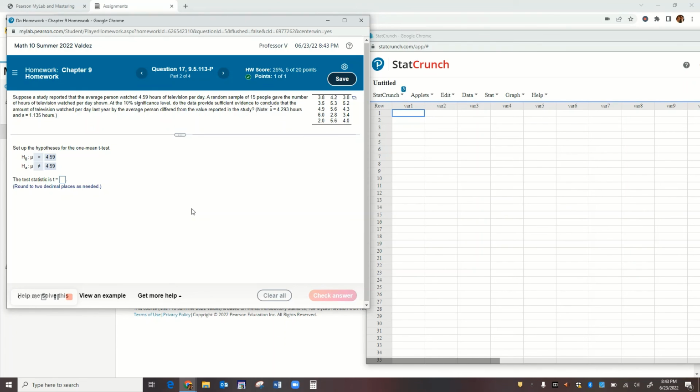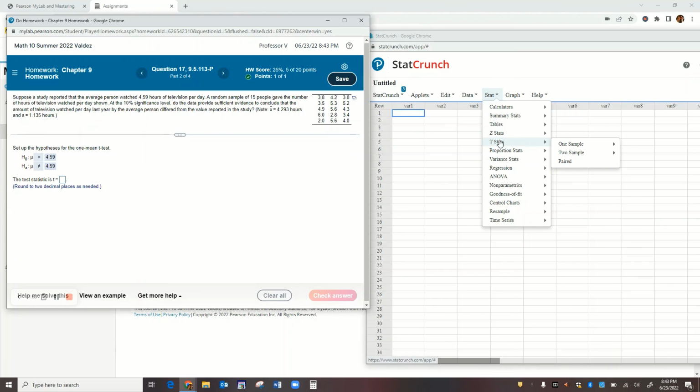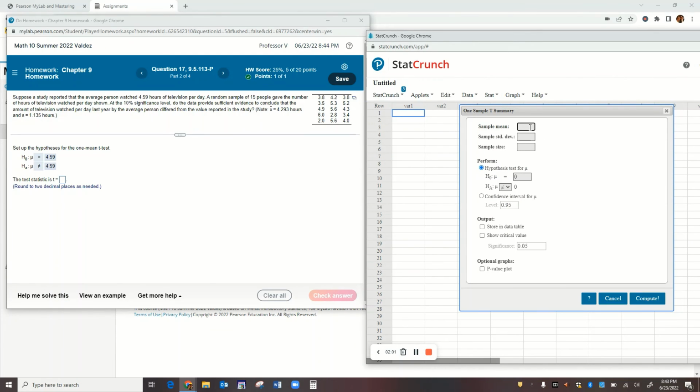The test statistic is... So here we go, stat, t-stats. I'm not putting that data in StatCrunch, but you could, whatever you want to do. One sample, and I'm just going to say with summary. So sample mean, they gave it to me there, 4.293. Sample standard deviation is S, that's going to be 1.135. And the sample size, in the second sentence, it said a random sample of 15 people.